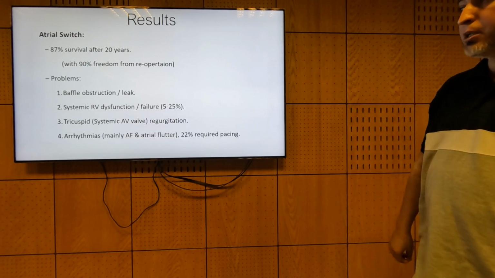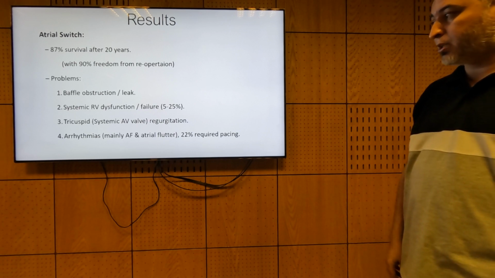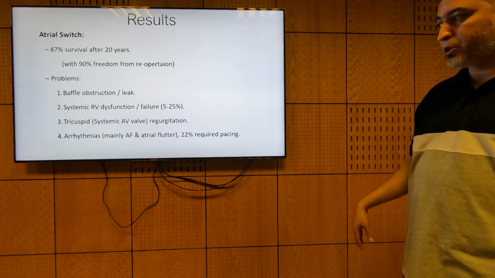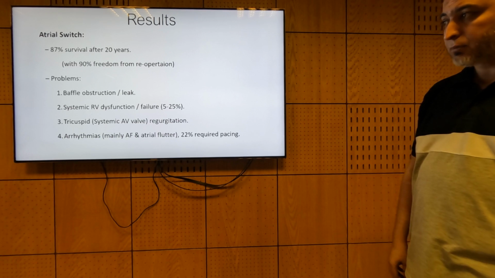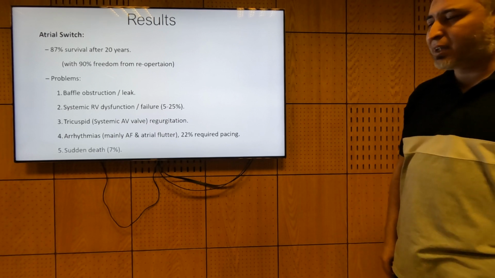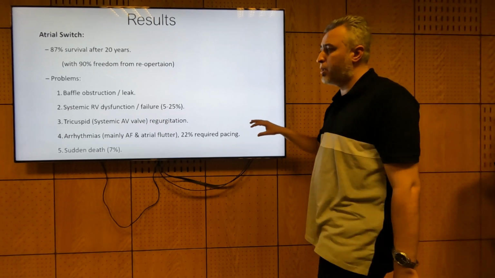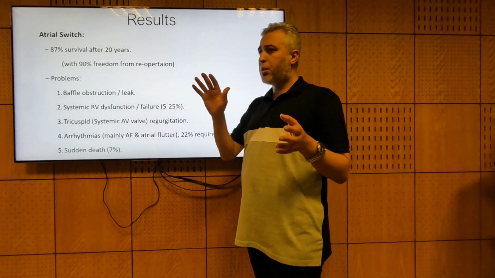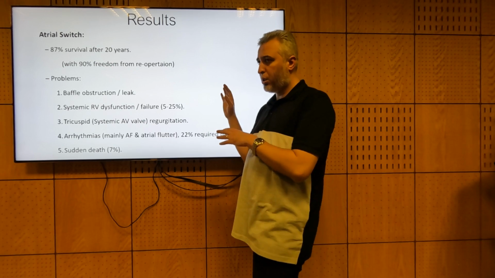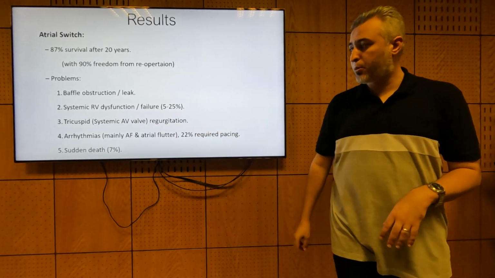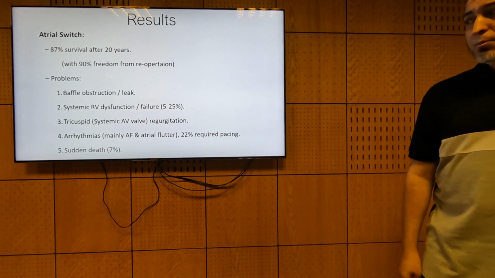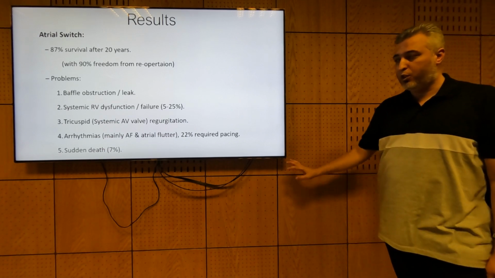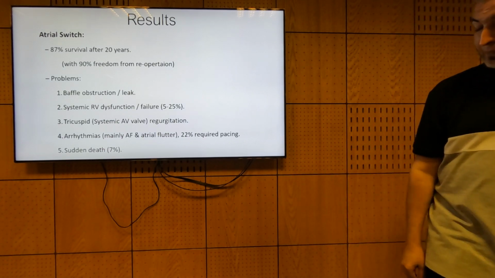Many of these have arrhythmia, mainly supraventricular arrhythmia, and nearly a fifth of the patients require pacing. And again, this was not significantly different between either the Mustard or the Senning. So they both had this arrhythmia problem, and up to 7% of patients actually had sudden death.